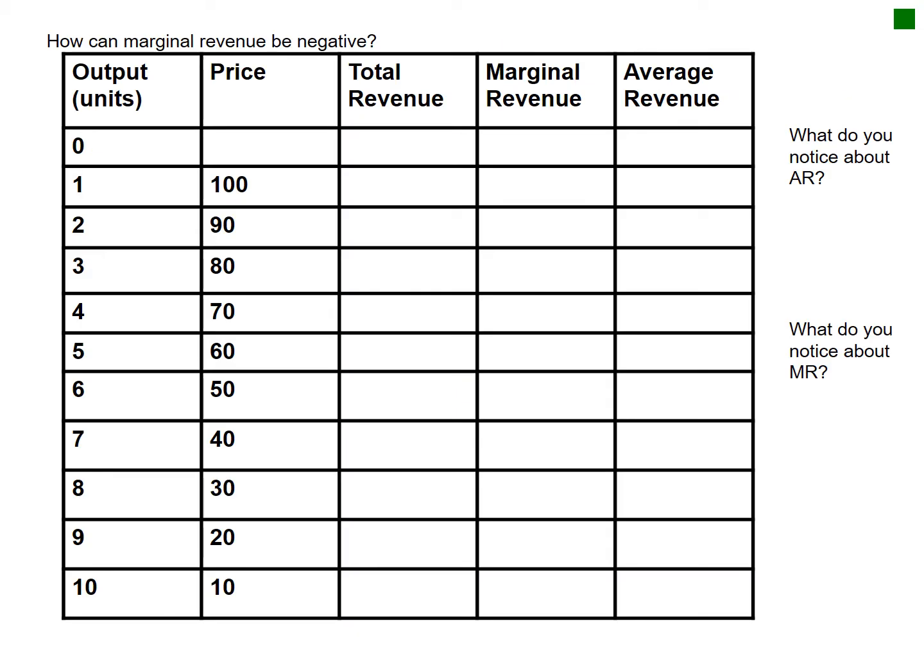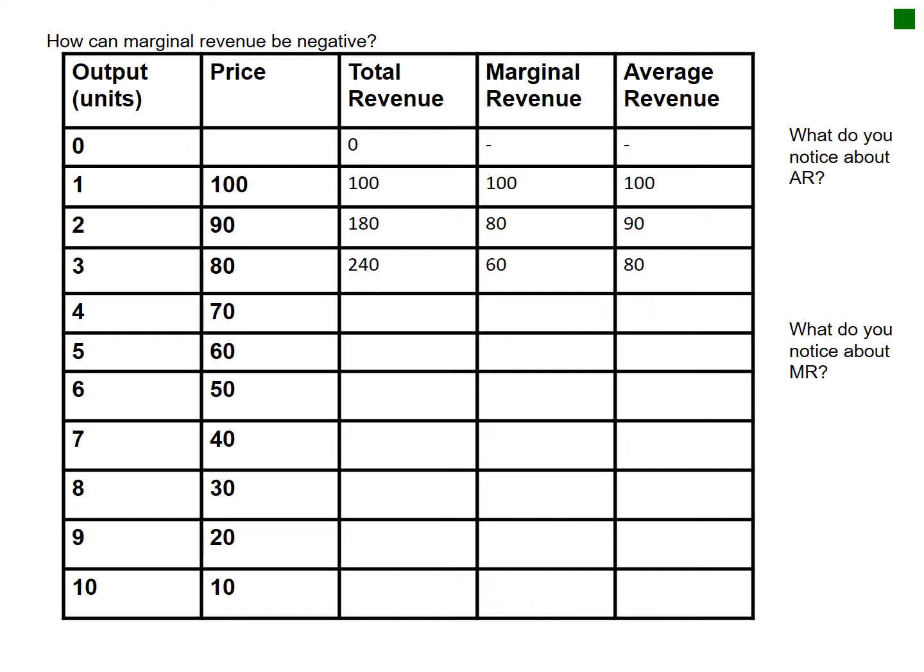All right, so there is a reason why I'm going to ask you to fill this out. If we wanted to sell more, so the output in units is increasing, the price has to decrease. Let's look at the total revenue, marginal revenue, and average revenue. Marginal revenue is for one more unit. So for one more unit, what does total revenue change by? Let's look at the first few entries, and then I'll ask you to fill out the rest of the table.